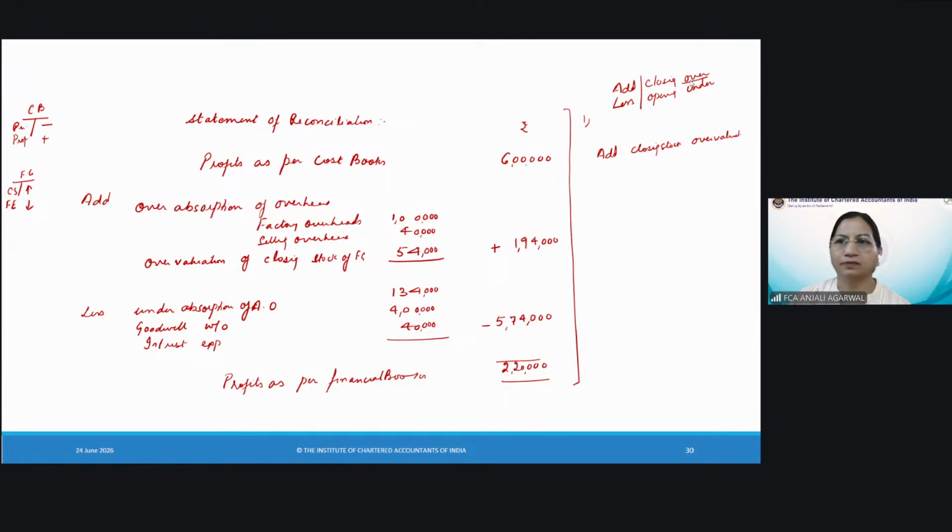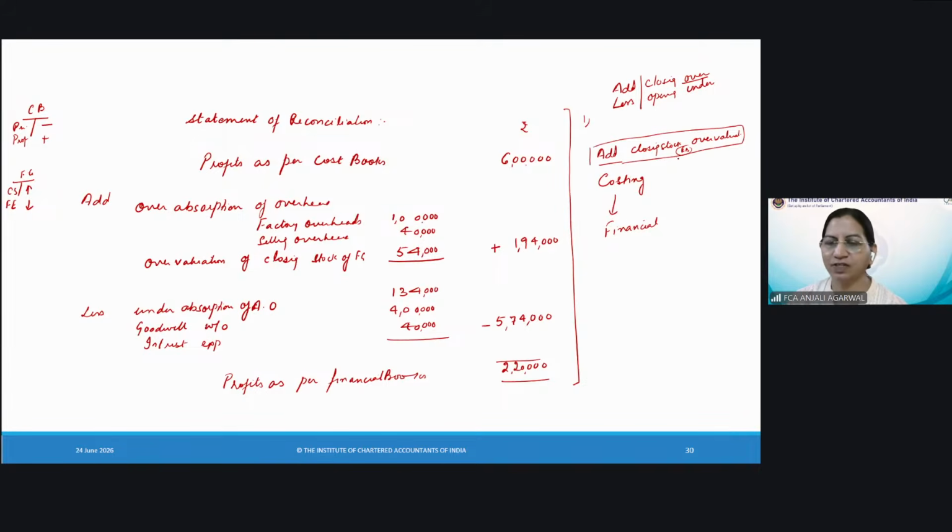Right. But this is only when you are going from costing profits to financial profit. When you are going from costing profits to financial profits, add overvaluation of closing stock. So if you are adding overvaluation of closing stock in net financial books, you will subtract the undervaluation of closing stock. If you are subtracting the undervaluation of closing stock, you will add the undervaluation of opening stock. And if you are adding the undervaluation of opening stock, you will subtract the overvaluation of closing stock, right? Just remember one, add overvaluation of closing stock.